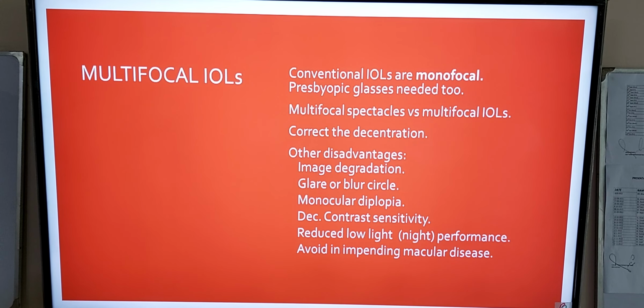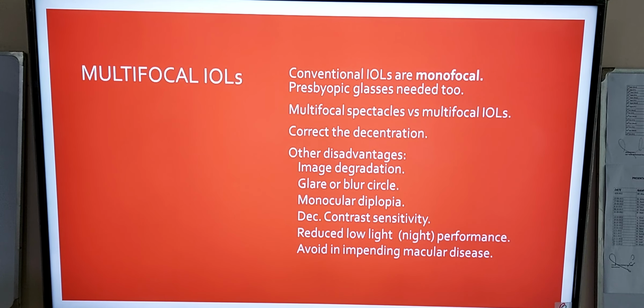Multifocal IOLs. Conventionally, we usually use monofocal IOLs, and the basic principle is that far vision is achieved with clarity, while we need reading glasses for near vision. But things are different in case of multifocal IOLs. There is a difference between multifocal spectacles and multifocal lenses, or bifocal spectacles and bifocal lenses.